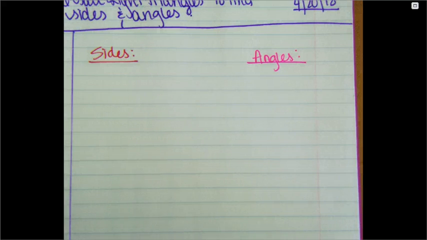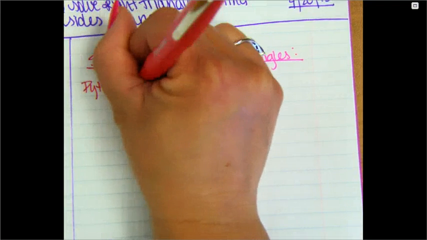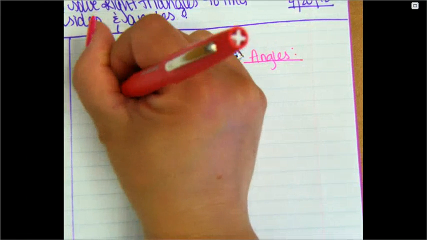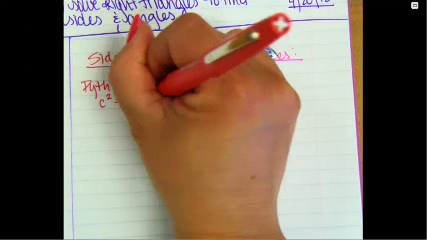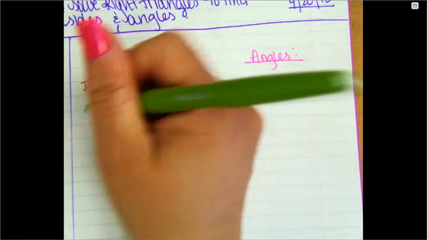Now, let's start with sides. How do you find sides of a right triangle? There's a couple different ways. So what's one of them? Pythagorean theorem. All right. Tell me, first of all, what is Pythagorean theorem? C squared equals A squared plus B squared. Okay, when do we use Pythagorean theorem? How many sides do you have? You have 2 sides.